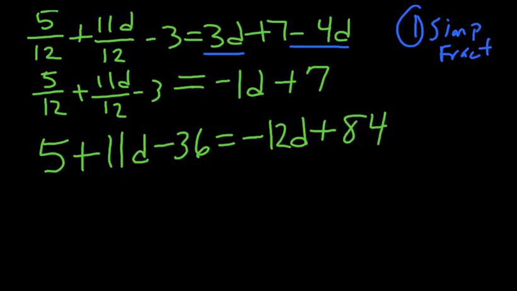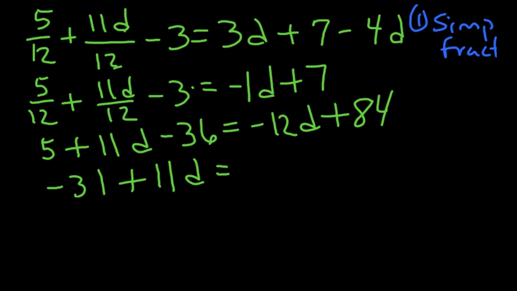Now, whenever I get rid of the fractions and it's a really complicated problem, I'm always going to go back and look at the sides again and say, is there anything on this side that could be simplified? Is there anything on this side that could be simplified? This side can't get any more simple. But this side has some things that could go together. The 5 and the negative 36. Those could go together. That's negative 31. Then you've still got the 11D. And that is negative 12D plus 84 still on this side.